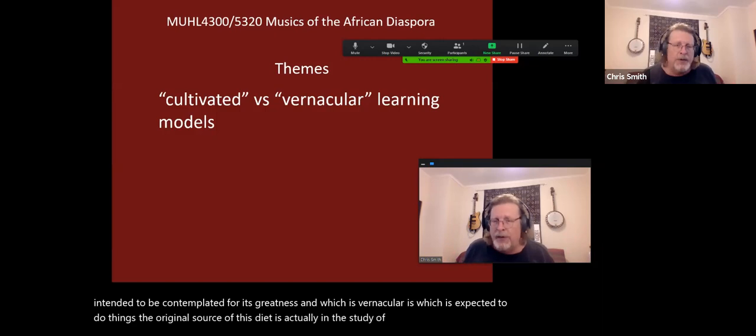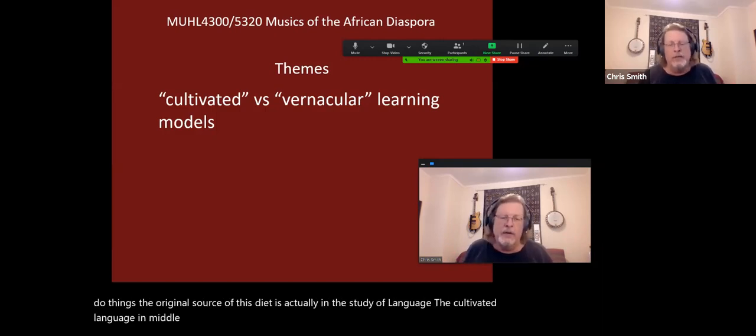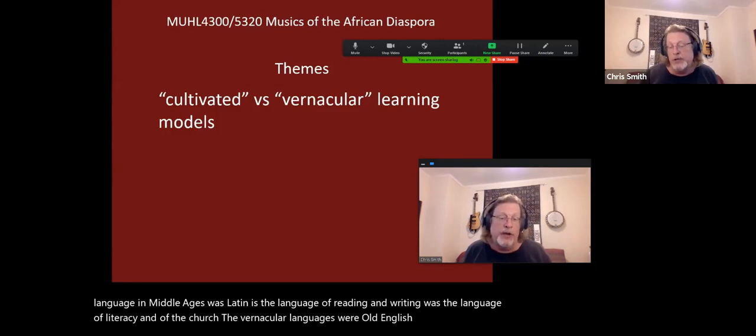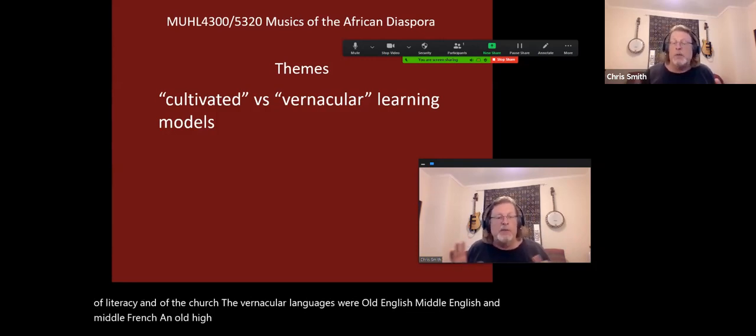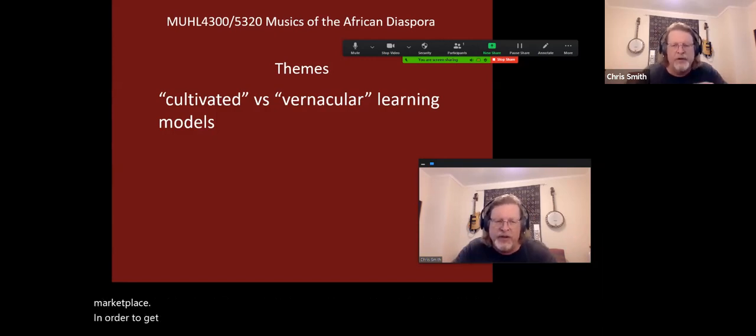The cultivated language in the Middle Ages was Latin. It was the language of reading and writing, the language of literacy and of the church. The vernacular languages were Old English and Middle French and Old High German, the languages that people spoke in the street and in the marketplace in order to get stuff done. Cultivated versus vernacular musics, and also ways of learning.